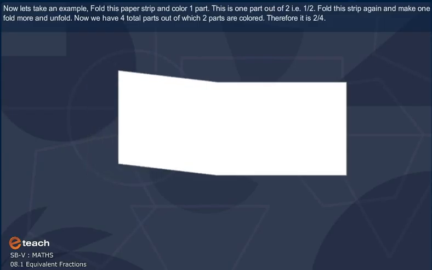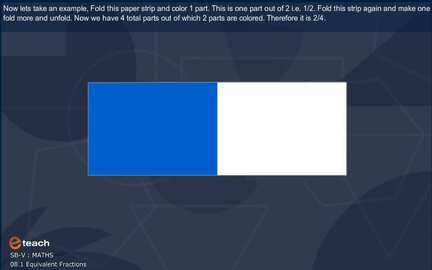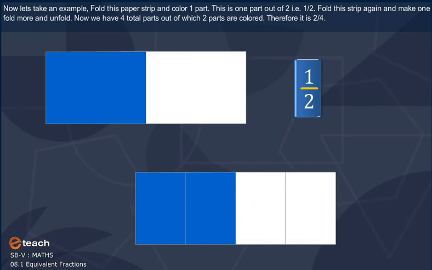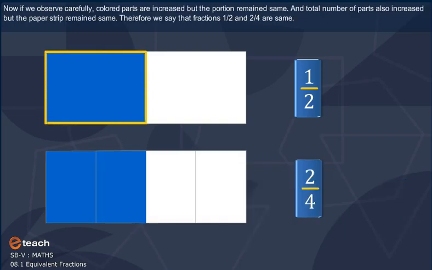Now let's take an example. Fold this paper strip and color one part. This is one part out of 2. That is 1/2. Now fold this strip again and make one fold more and unfold. Now we have 4 total parts out of which 2 parts are colored. Therefore it is 2/4.